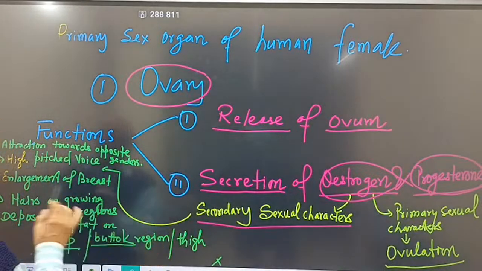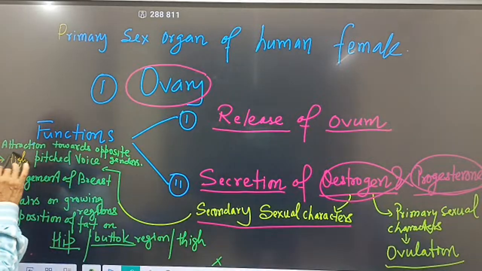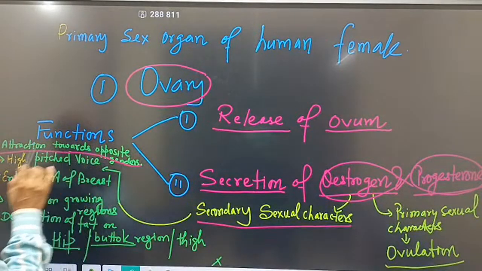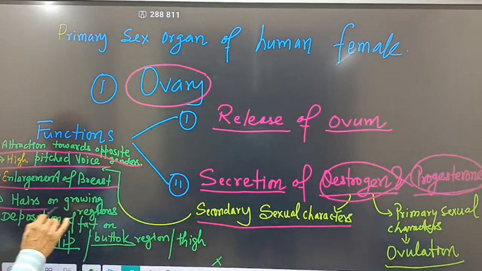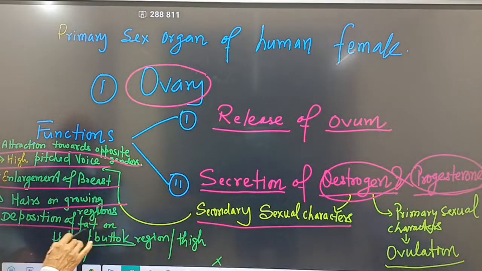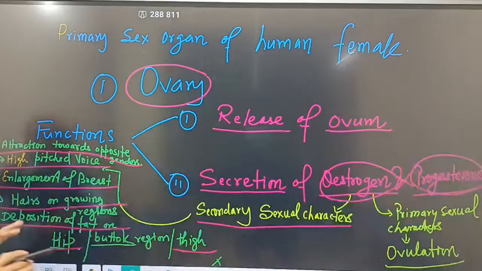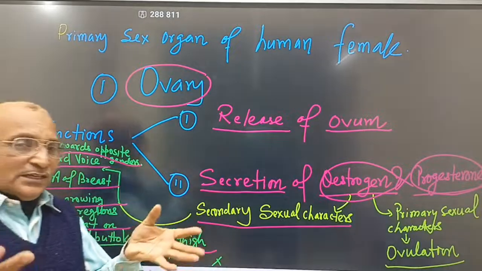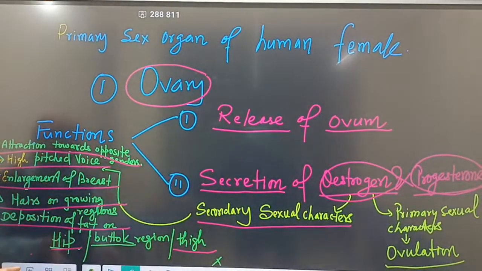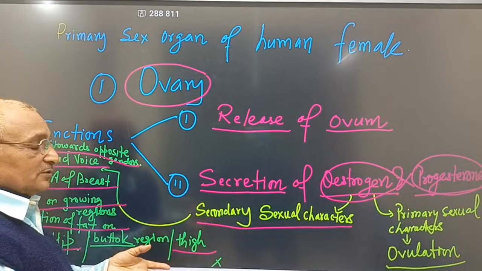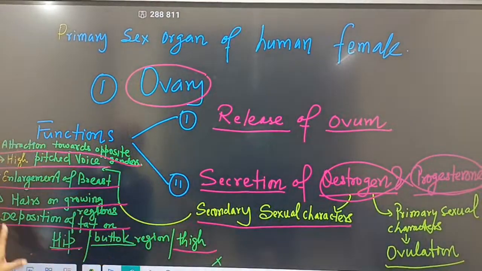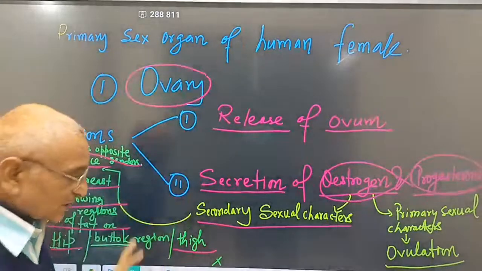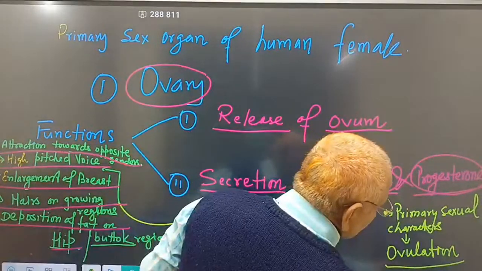The secondary sexual characters seen in a female may be attraction towards the opposite sex, a high pitched voice, enlargement of breasts, hair growth in the pubic regions, and deposition of fat on the buttock, hip and thigh regions. These are the feminine characteristics that generally grow in females due to the impact of these hormones. You might have studied that on reaching adolescence, the secondary sexual characters come first and then the menstrual cycle begins. So I have explained this one.